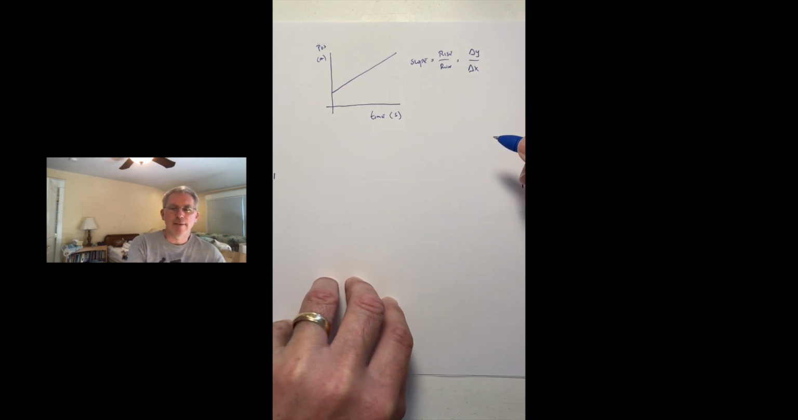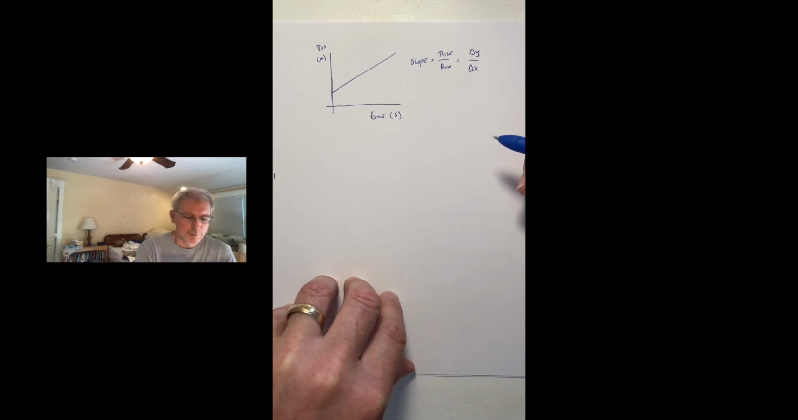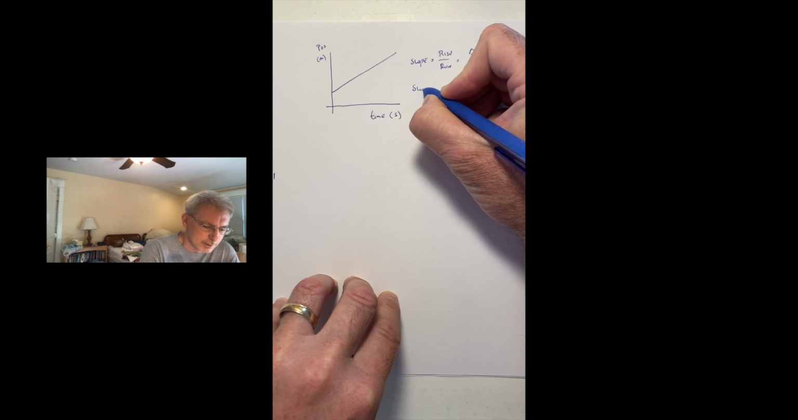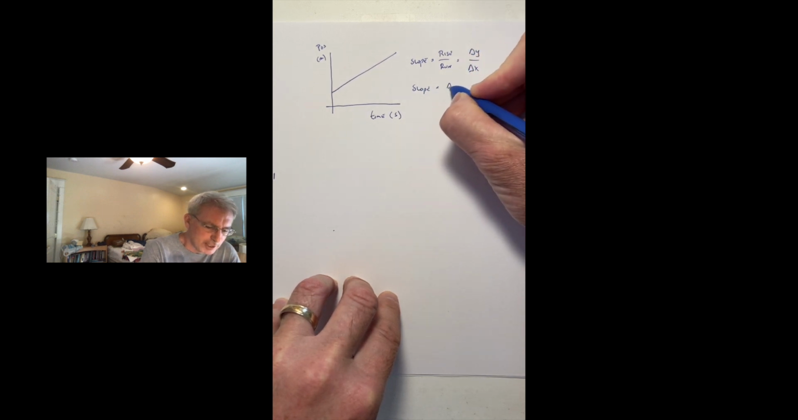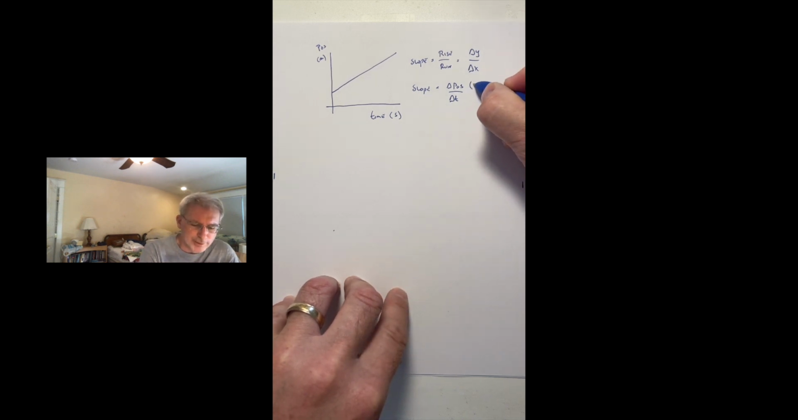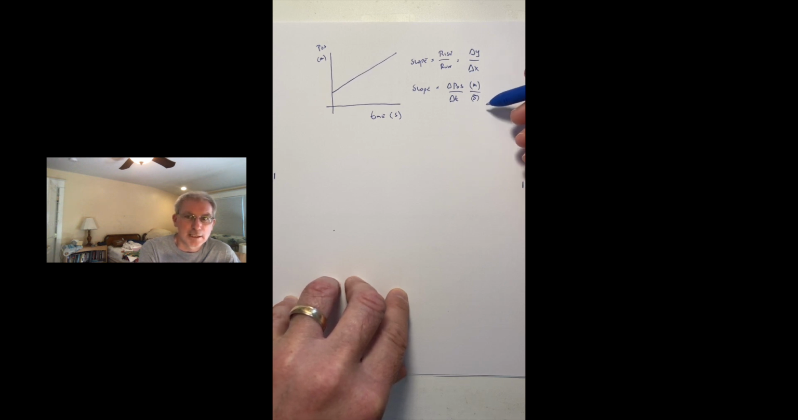But this graph doesn't have an x-axis and a y-axis. This graph actually has a position axis and a time axis. So slope equals change in position over change in time. And at this point, that might not mean much. So let's flesh it out here for a second. We measure positions in meters, and we measure times in seconds. So you might recognize this, a meter per second, as a unit of speed.